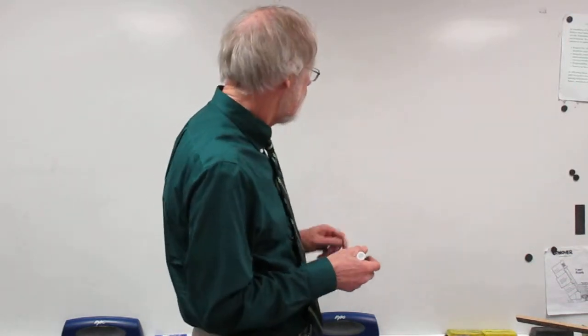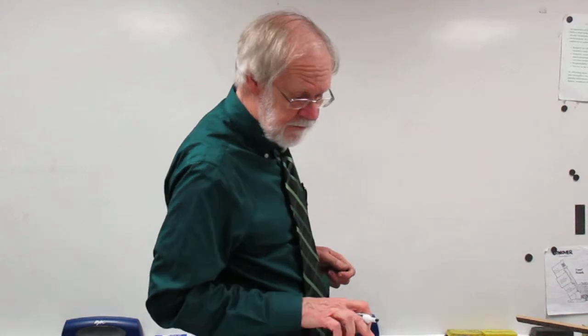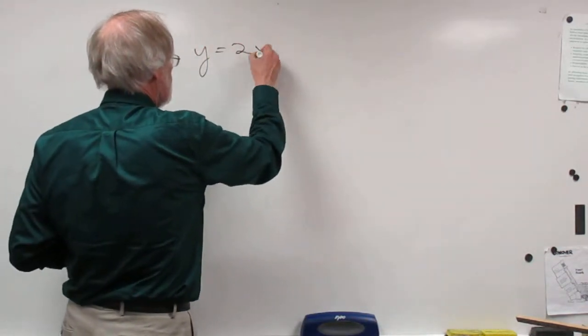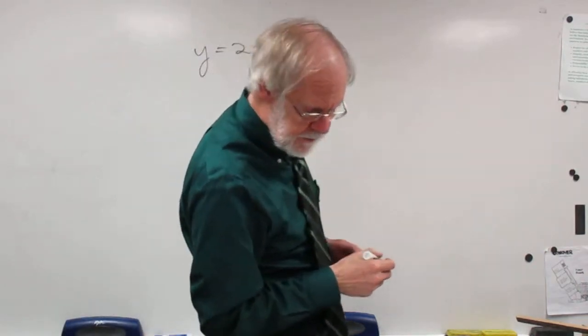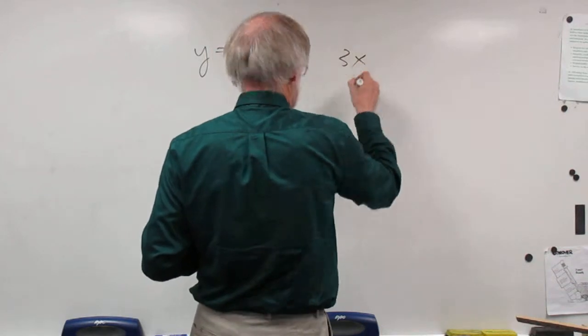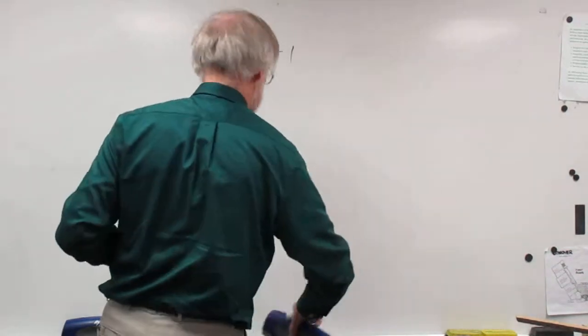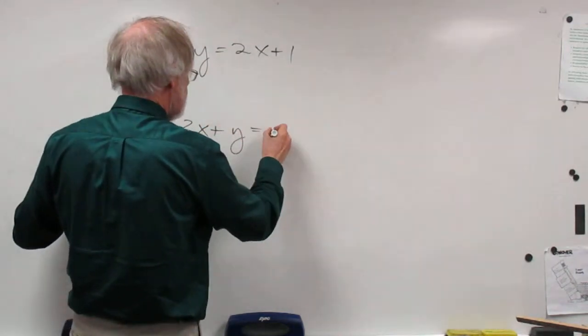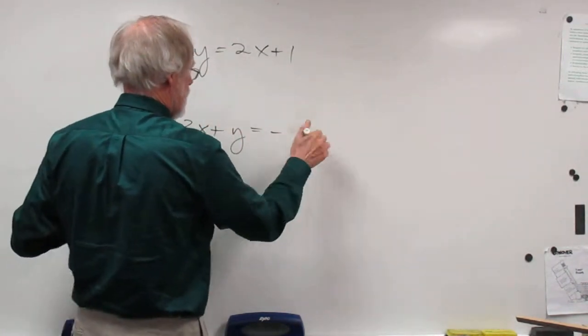So let's write down a couple of lines here. Notice we've dispensed with the graph now because we're not going to be solving by graphing. We're going to be solving algebraically. So we have y equals 2x plus 1, and the other one is 3x plus y equals negative 9. Let me write that over here. I want to make sure I don't go off the screen. 3x plus y equals negative 9.